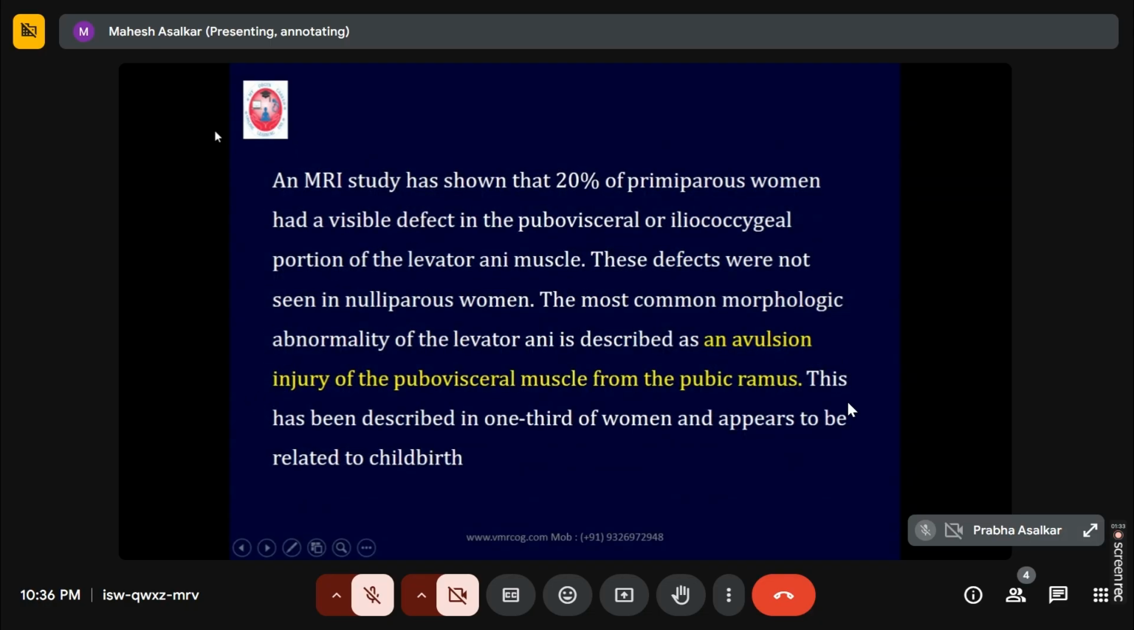Okay, then what you can do, you can further do the MRI study that has shown that 20% of primiparous women had a visible defect in the pubovisceral or iliococcygeal portion of the levator ani. These defects were not seen in nulliparous women. The most common morphological abnormality of the levator ani is described as avulsion injury in the pubovisceral muscle from the pubic ramus. This has been described in 1/3 of women, appears to be related to childbirth. Just remember that there can be avulsion injury of the levator ani, and especially the pubovisceral muscle.